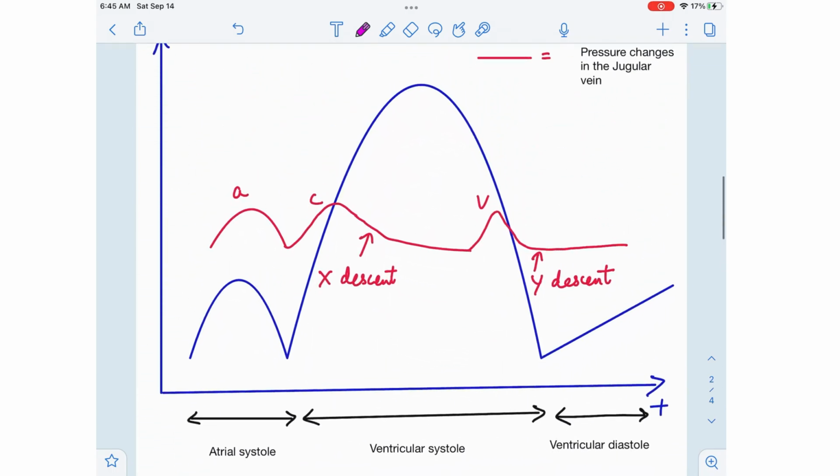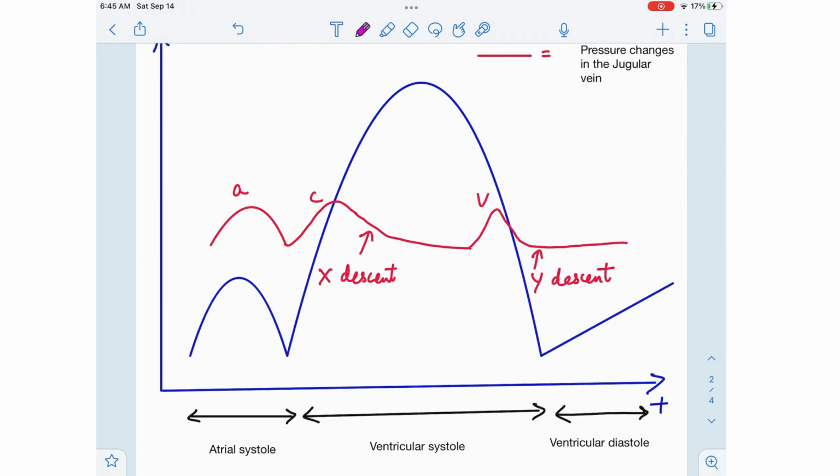So let's have a look at the blue line over here. You can see that during ventricular systole, the pressure in the ventricle is very high, right? Obviously, because the ventricles are contracting, right?